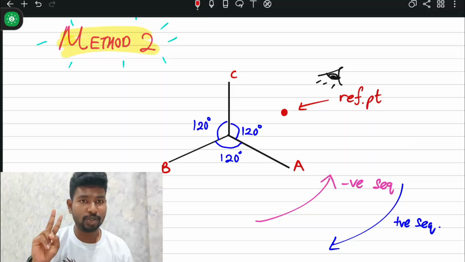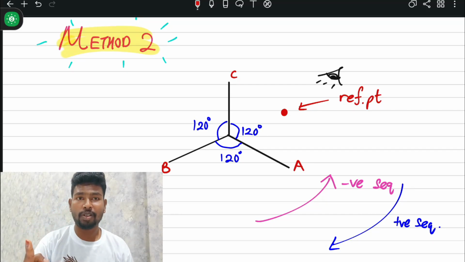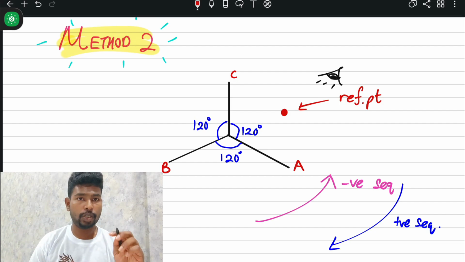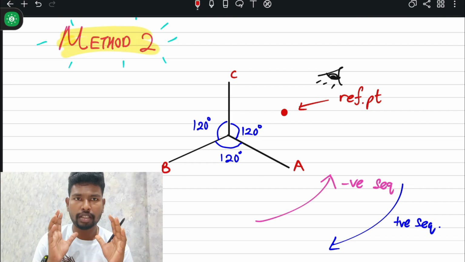Okay, let's look at method 2. There are two ways to draw the sequence, and I'm giving you both options. It's up to you how you want to understand it. Method 2 is a fixed diagram. You can't change the alphabets in any order, just fix it the way it is.